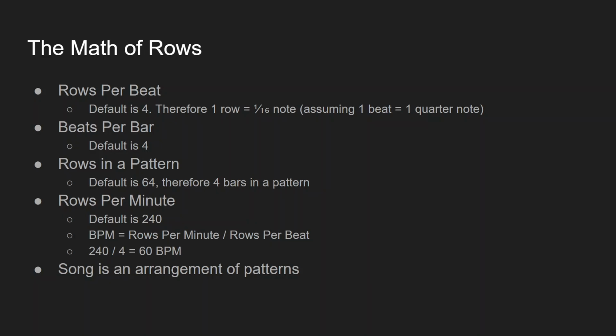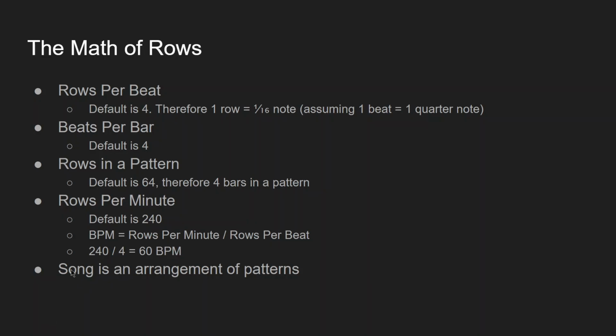And then we have the number of rows per minute, like how fast is this thing going to scroll, which I've currently got set as default of 240. We might change that. These are all just defaults. You can change them. We'll get onto that. So if you want to know what 240 rows per minute is in beats per minute, well, it's the number of rows per minute divided by the number of rows per beat. So 240 divided by 4 means that it's 60 beats per minute.